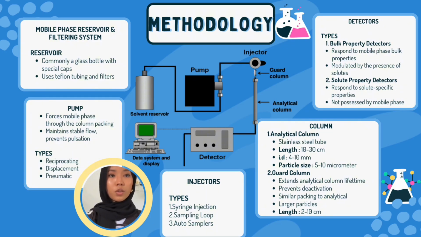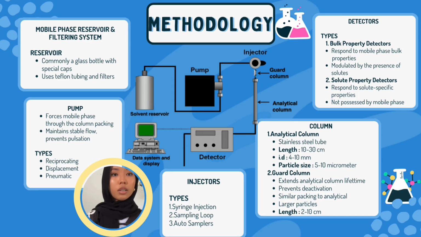Injectors are used to introduce the sample into the mobile phase. Syringe injection, a simple method using micro-syringes, can withstand up to 15,000 psi. Sampling loop, the most common method, handles 5 to 500 microliters and can operate under pressures up to 7,000 psi. Auto-samplers automate sample injection, holding vials in a tray and injecting samples efficiently.